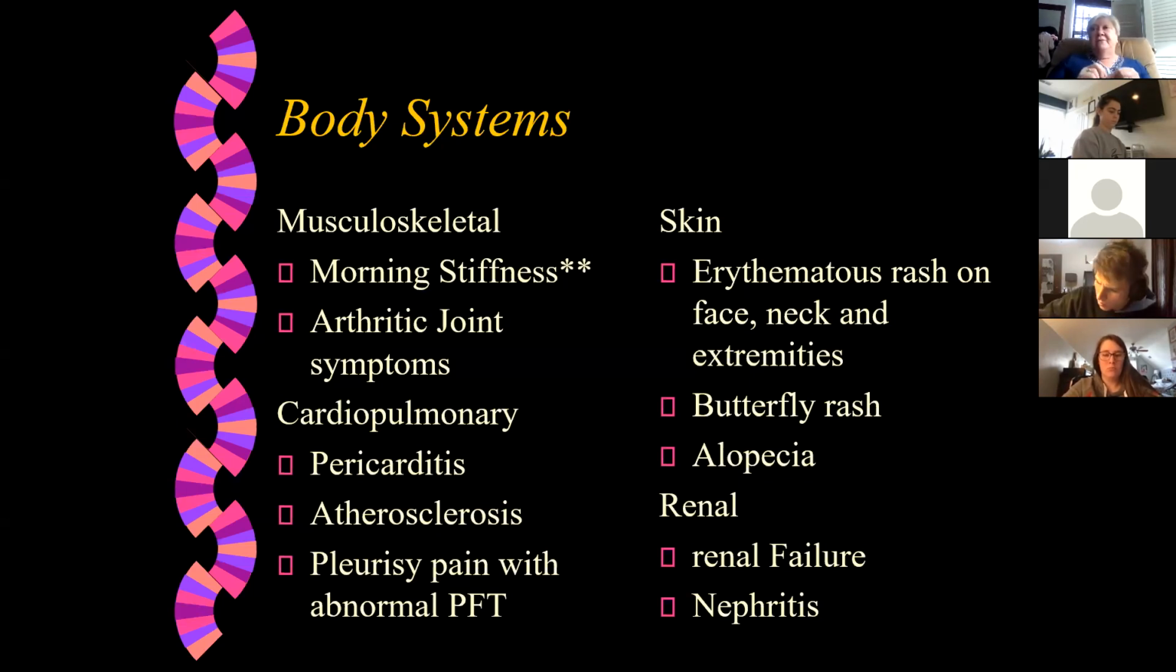typically you will have a shortened lifespan because you're going to develop heart problems. It can get in your valves and you can have valvular disease. You can develop pericarditis. You can develop endocarditis. If it's in your lungs, you'll have pleurisy, pain with every breath. Your pulmonary function studies will decrease. So you won't be able to suck in as much wind. Your tidal volume is going to drop.